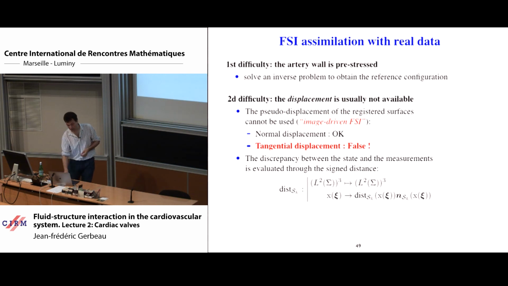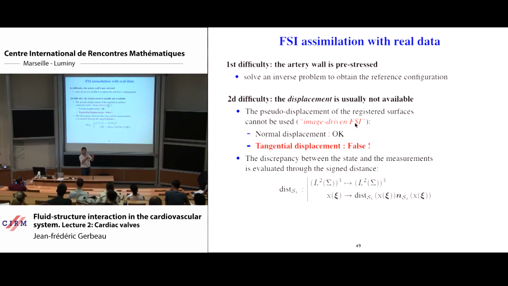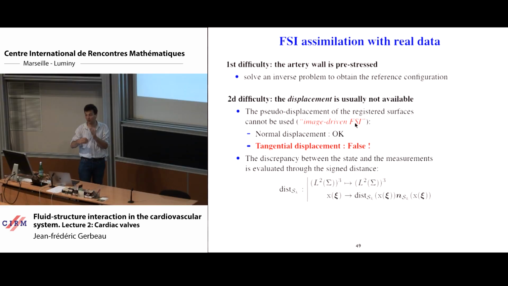This really makes questionable what is called in the literature image-driven FSI, because many groups decide that FSI is too complicated to solve, and they say, okay, I have the images that give me the movement of the artery, so I do not have to worry about FSI, I just enforce the observation I have on the displacement of the artery. But these observations do not carry the displacement. They only carry the normal displacement. So you miss the tangential part, and you miss what makes your fluid move.